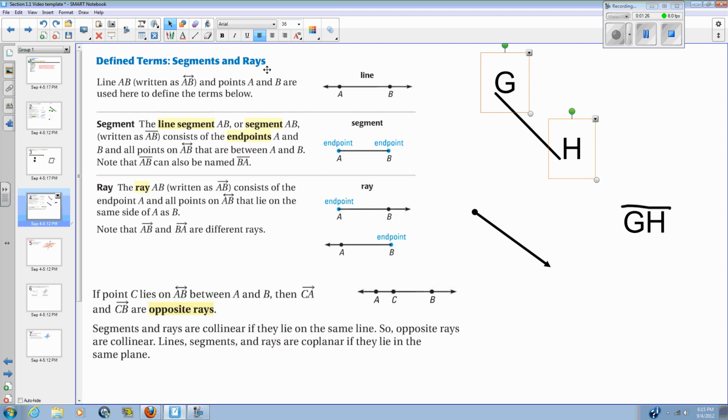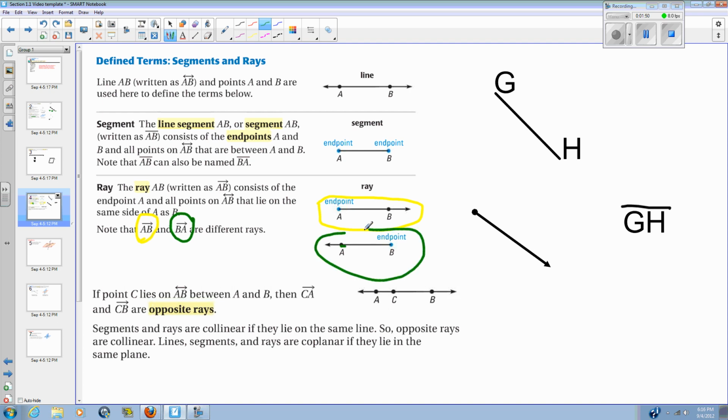So here, we have this portion here. Ray AB is this symbol right here. And then ray BA is the other one, starting at B, going through A, forever in that direction. So there's the difference between naming those two.